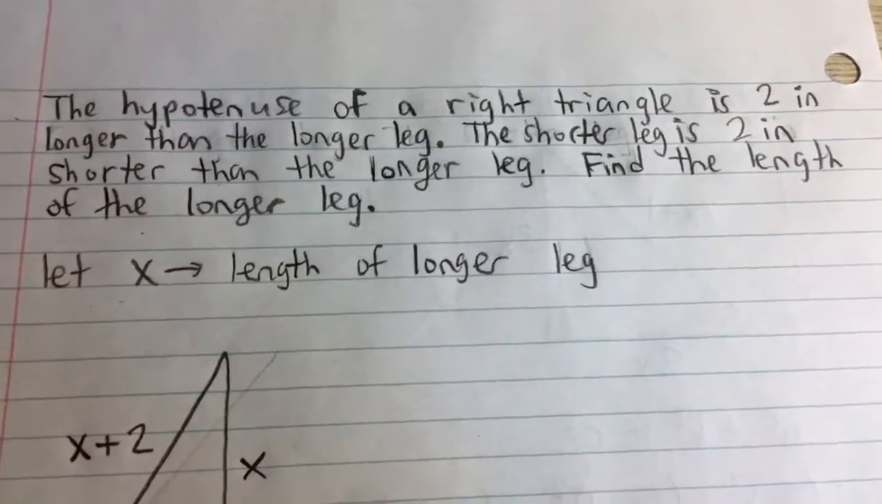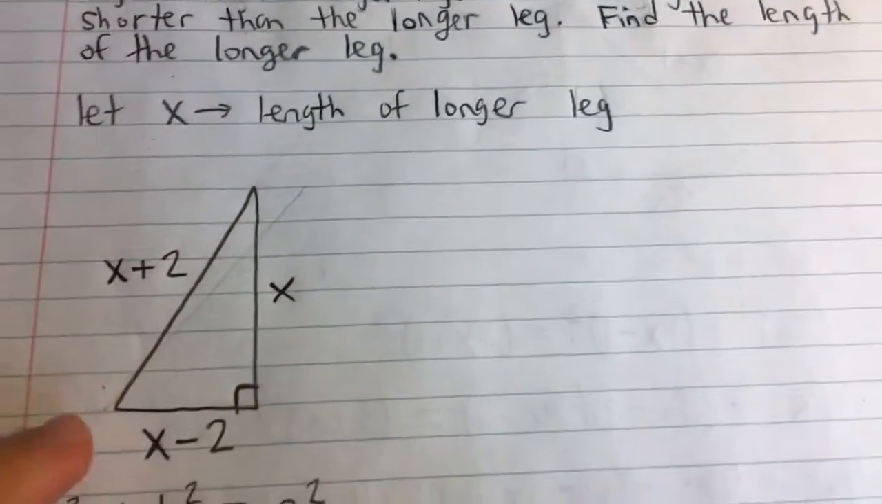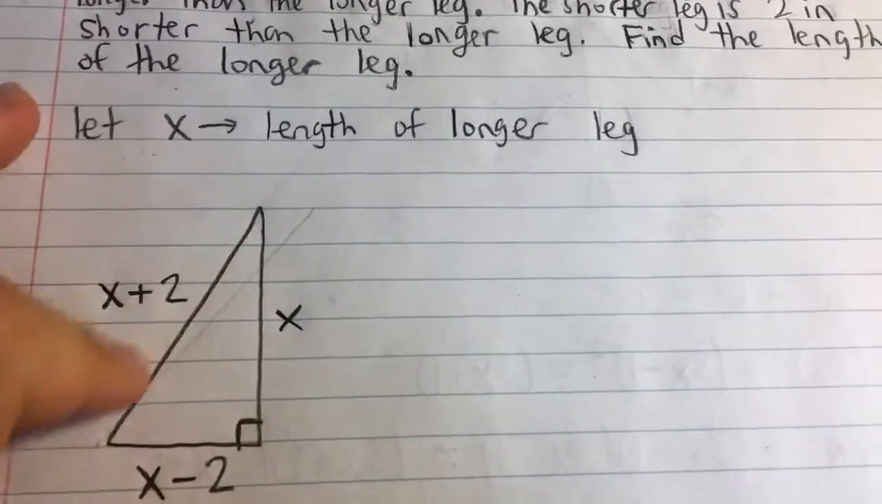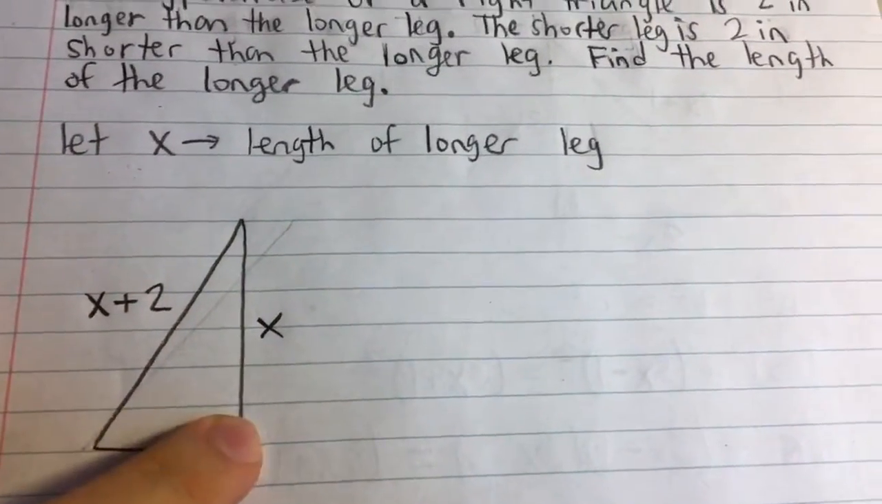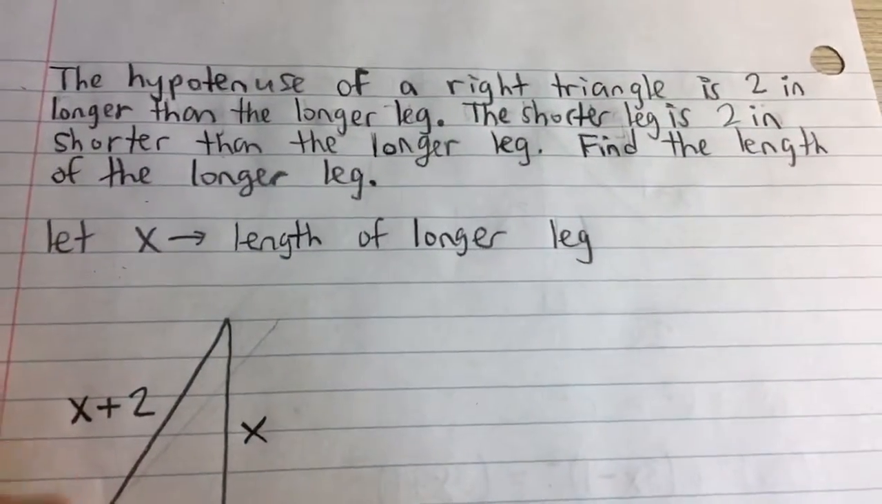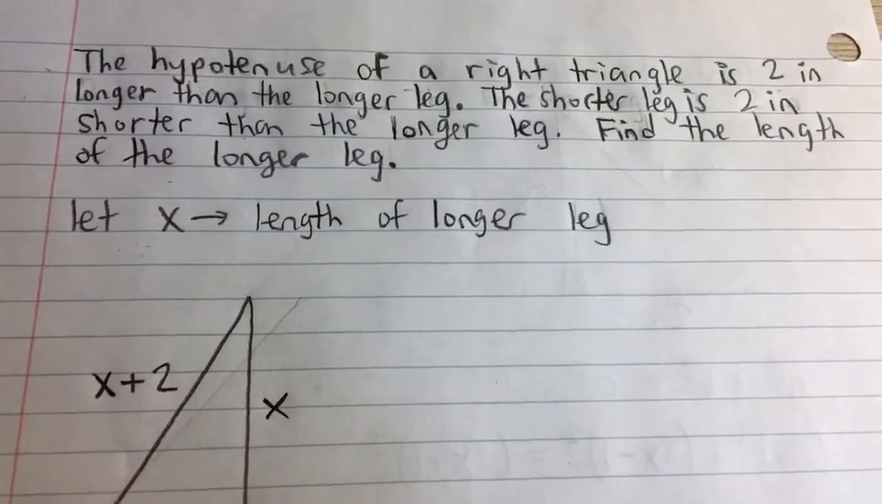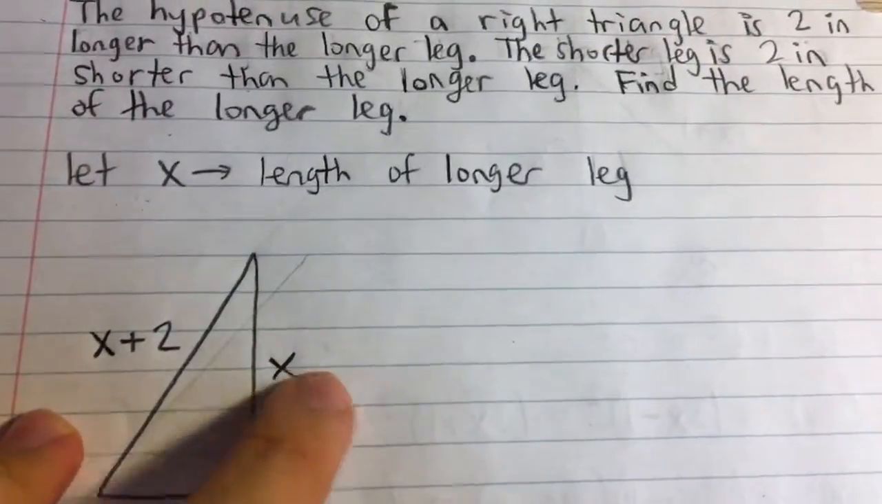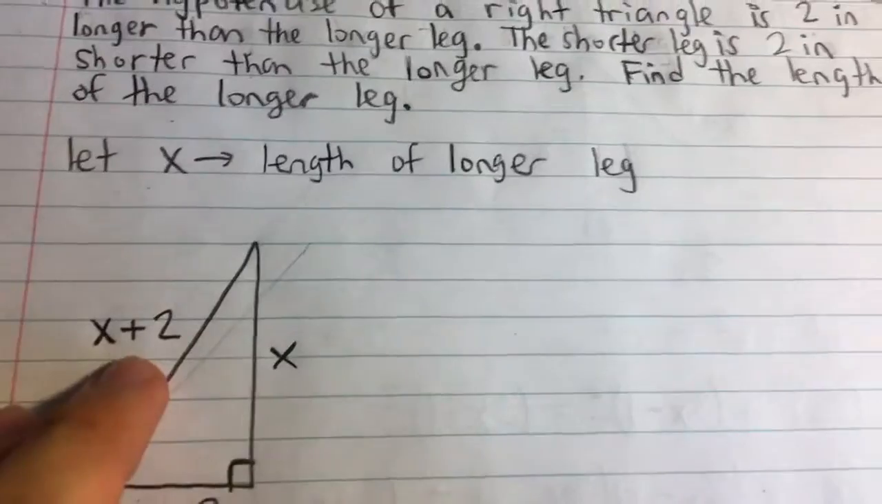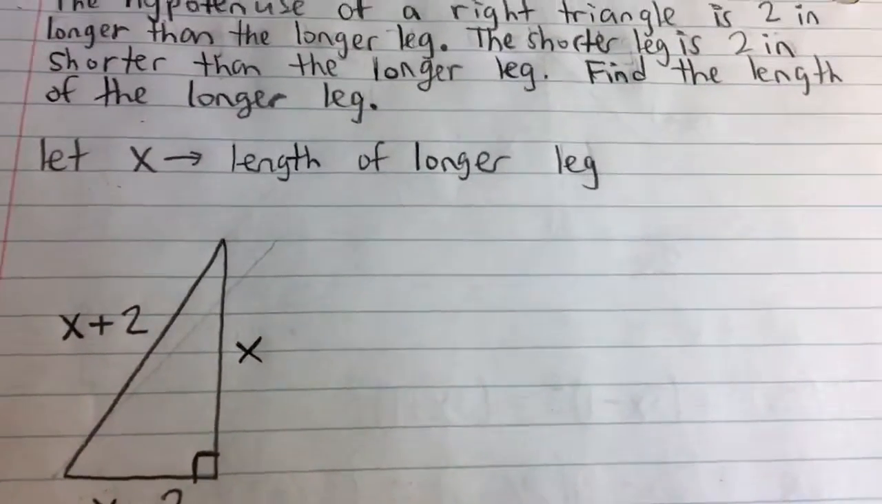Next, now we're going to compare everything to x. So here's a diagram. You can tell this is the longer leg. We have our hypotenuse and our shorter leg. We're given that the hypotenuse is 2 inches longer than the longer leg. That means whatever the length x of the longer leg, add 2 to it, and that'd be 2 inches more.